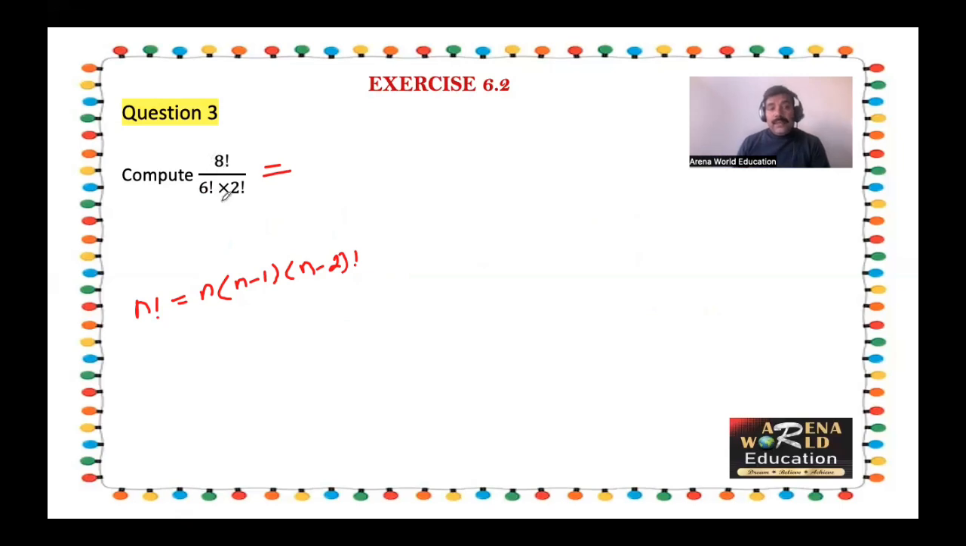But you can see in the denominator, it is 6 factorial. So what we can do, we will open this numerator till 6 factorial. Here 6 factorial is there, and 2 factorial is 2 into 1. Now 6 factorial will cancel out, so you are left with 8 into 7 divided by 2. And this is what?